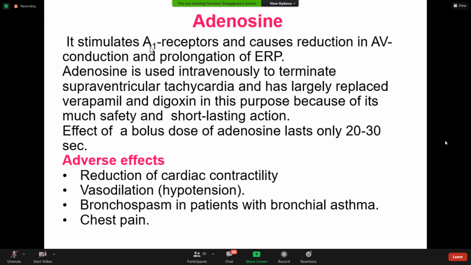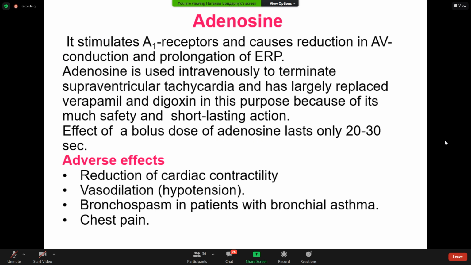Okay, so let's speak about antiarrhythmic action mechanism of adenosine. This drug stimulates A1 receptors in the heart and causes reduction of AV conduction and also prolongation of effective refractory period. Adenosine is used intravenously to terminate supraventricular tachycardia and has largely replaced verapamil and digoxin in this purpose because of its much safety and short-lasting effect. I will tell you that intravenous bolus dose of adenosine lasts only 20 to 30 seconds.